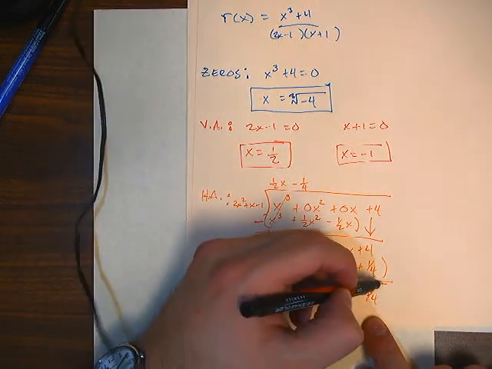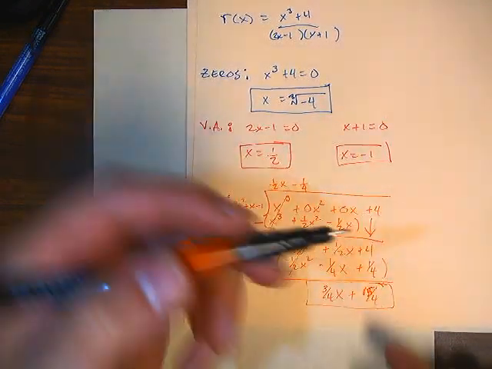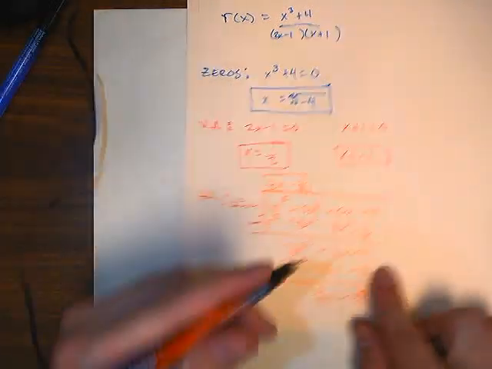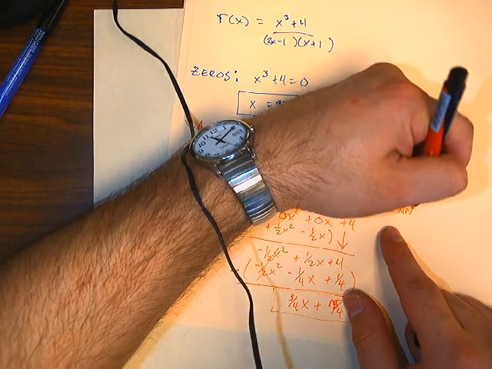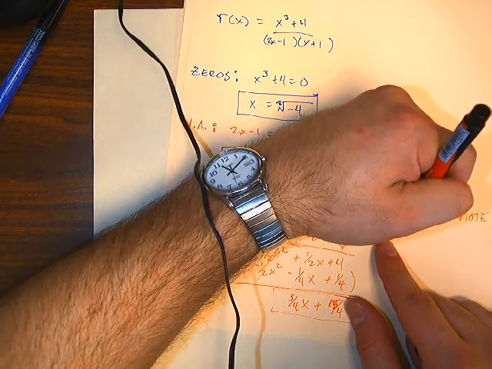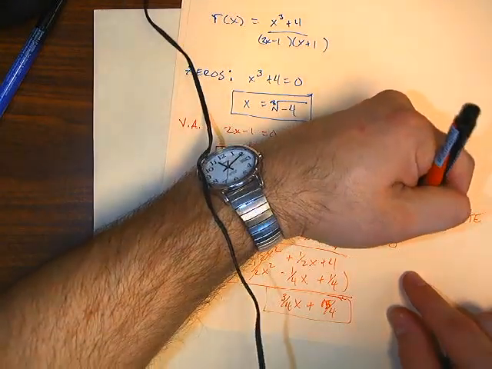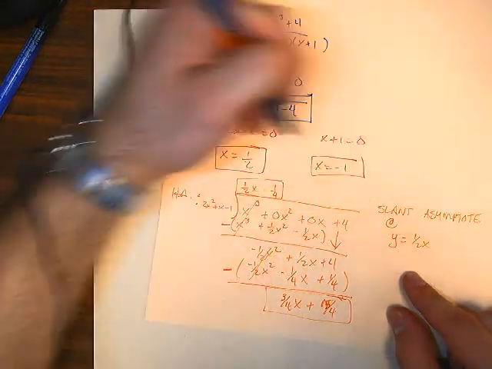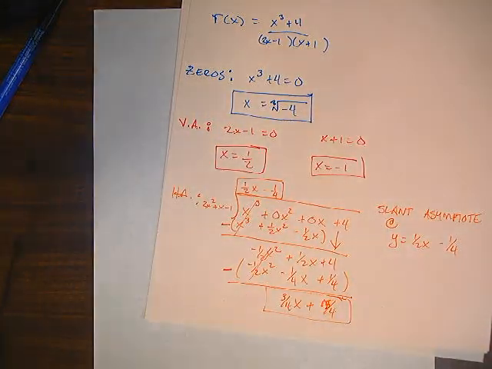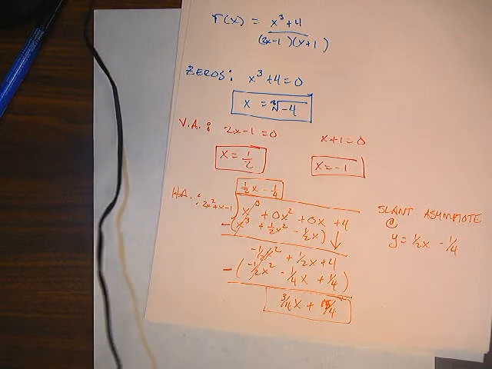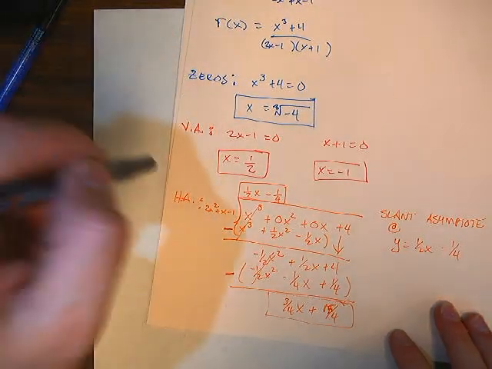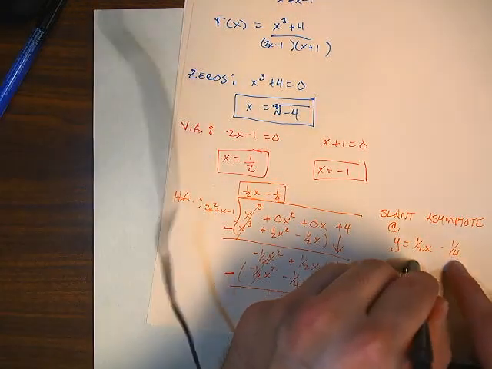And this is the equation that we're going to use. Oh, I'm sorry, no, this is not the equation. This is just the remainder. So we don't have to pay too much attention to the remainder. What we really want is our quotient. So I have a slant asymptote at y equals 1/2 x minus 1/4. Does that match up with what anybody got out there? Yeah? Good. So we have our zeros, vertical asymptotes, horizontal asymptotes, which actually turn into a slant asymptote.